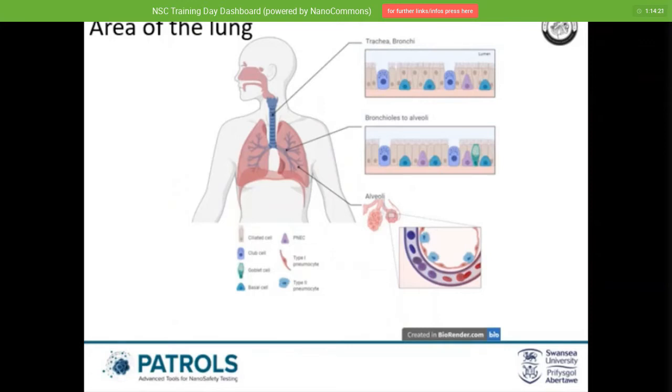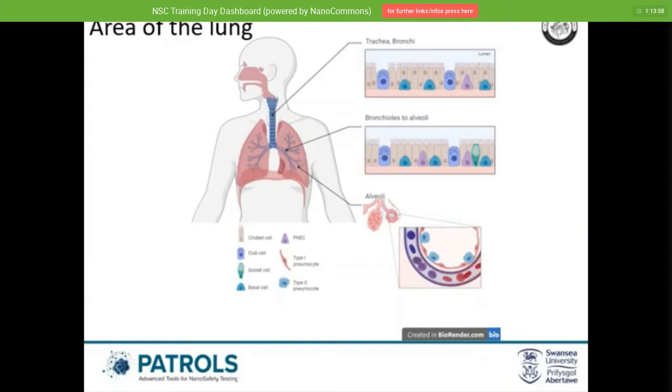So the lung is the primary exposure route for nanomaterials, especially for occupational exposures. It's the important organ for respiration, and this is what gets oxygen into our blood. There's three main areas of the lung: the upper, the middle, and the lower. And these three different areas are made up of various different cells, which is what we've then focused our models on within Petrels.